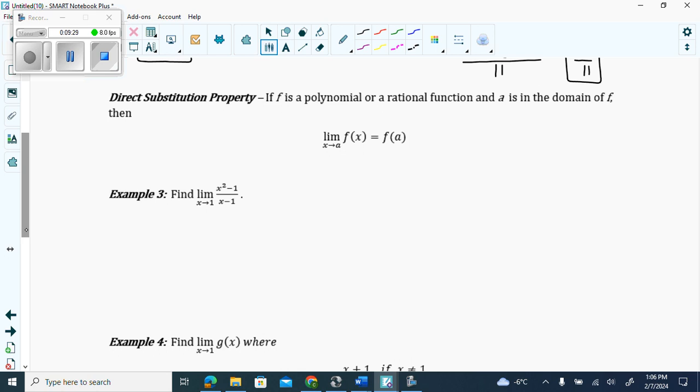So the first thing I'm going to do is rewrite the limit. Is there some sort of algebra I could do to this? Possibly the numerator? Yeah. Difference of squares.